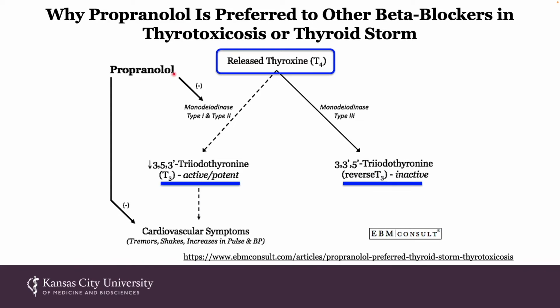The drug propranolol works at two levels. By inhibiting type 1 and type 2 monodeiodinase, this drug prevents the conversion of T4 to T3. In addition, propranolol inhibits the cardiovascular symptoms produced. So propranolol works at two levels. That is why propranolol is the preferred drug over other beta blockers in thyrotoxicosis and thyroid storm.